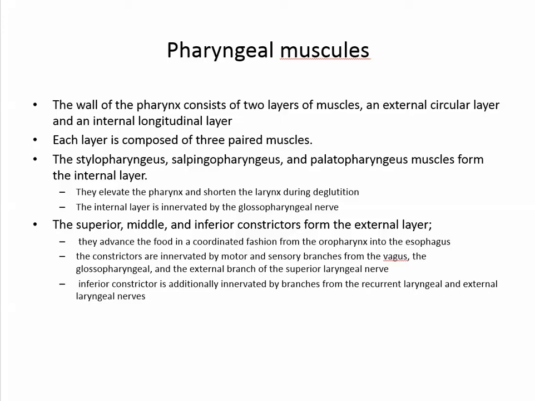The internal layer is innervated by the glossopharyngeal nerve, while the constrictors are innervated by the sensory and motor branches from the vagus, the glossopharyngeal, and external branch of the superior laryngeal nerve. The inferior constrictors are additionally innervated by branches of the recurrent laryngeal nerve and the external laryngeal nerves.